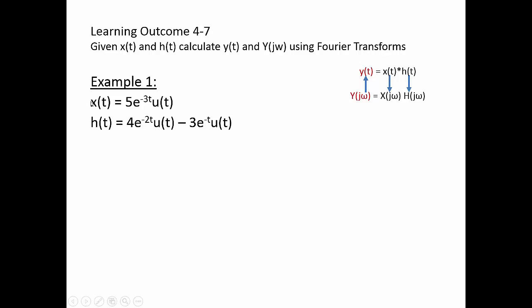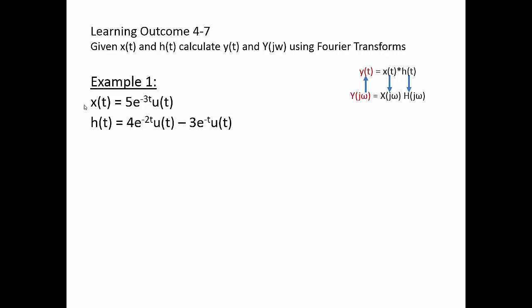So here you're given x of t and h of t. You could convolve these two signals, and you need to know how to, and quite often I'll ask you to do this through convolution in the time domain. But if we're going to approach it from a frequency domain approach, we would again take both those signals, convert to the frequency domain, calculate y of j omega, and then invert.